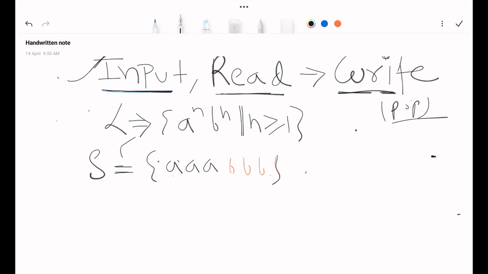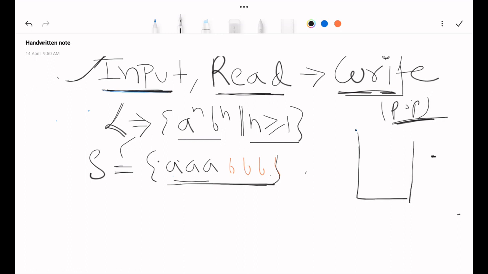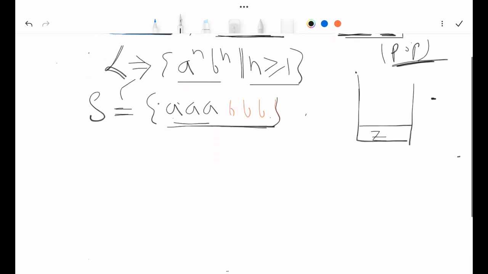So what is the algorithm? My algorithm is input, then read, then write, or you can also write pop. Suppose we have one example, my language is a to the power n, b to the power n, n is greater than or equal to 1. Let me take this example, triple A and triple B. Number of A and number of B are equal. I am using one stack. To start, we have to use one symbol Z.